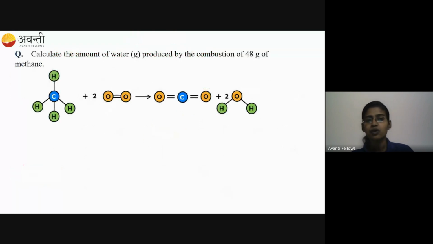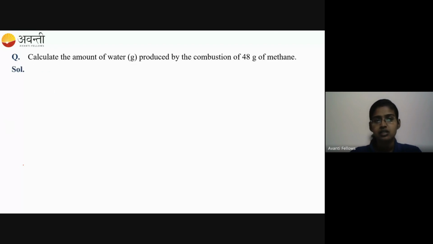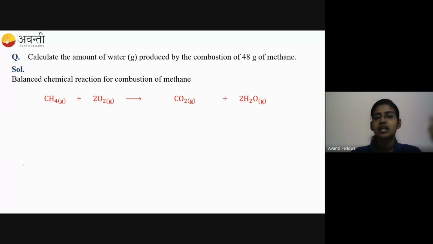Calculate the amount of water produced by the combustion of 48 gram of methane. The reaction says that only 16 gram of methane is reacted for 1 mole, right? So we have to find out. The balanced chemical equation says that 1 CH4, 1 mole, means it is 16 gram. We have to find for 48 gram.